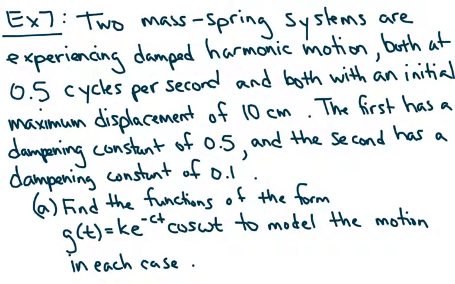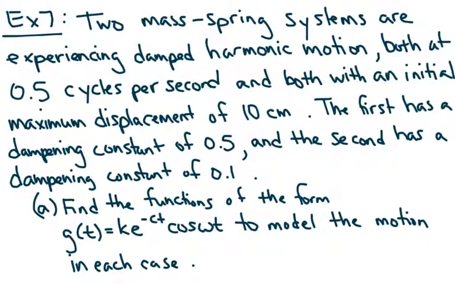So problem 7. Two mass spring systems are experiencing damped harmonic motion, both at 0.5 cycles per second, and both will have an initial maximum displacement of 10 centimeters. The first has a dampening constant of 0.5, and the second has a dampening constant of 0.1.